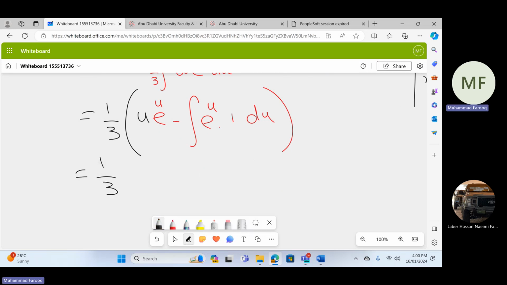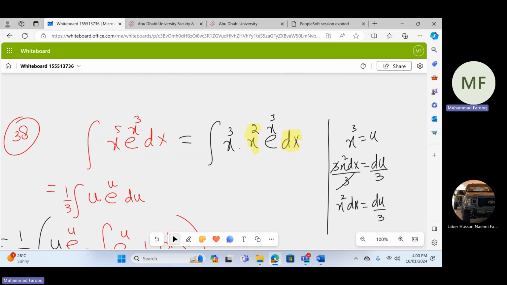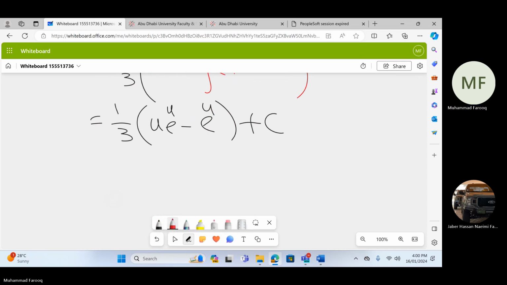So 1 over 3, I have u e^u, again e^u, how much? e^u, and plus c because it is indefinite. Now you can put the u value back, please. So what is u here? It's x^3. So 1/3, now u is x^3. So x^3 e^(x^3) minus e^(x^3) plus c.